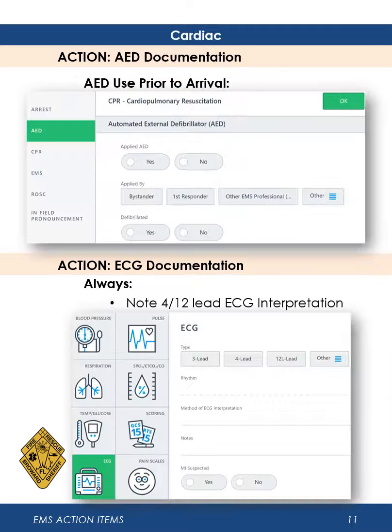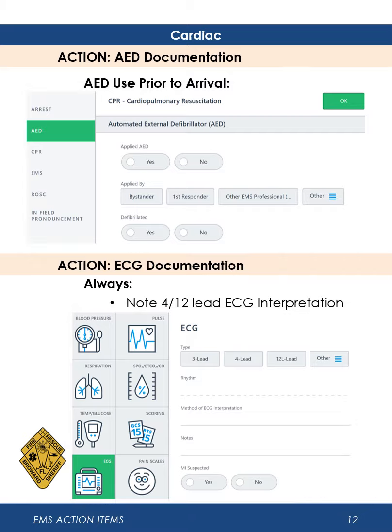I want to try to provide some clarification on the CPR form, specifically the AED use tab. When you arrive to a cardiac arrest, this section of the form should only be selected if an AED was applied prior to your arrival, who it was applied by, and whether or not they defibrillated. Once you've obtained that information, it is absolutely imperative that you provide that to the AED coordinator via email, Michael B. Olay.